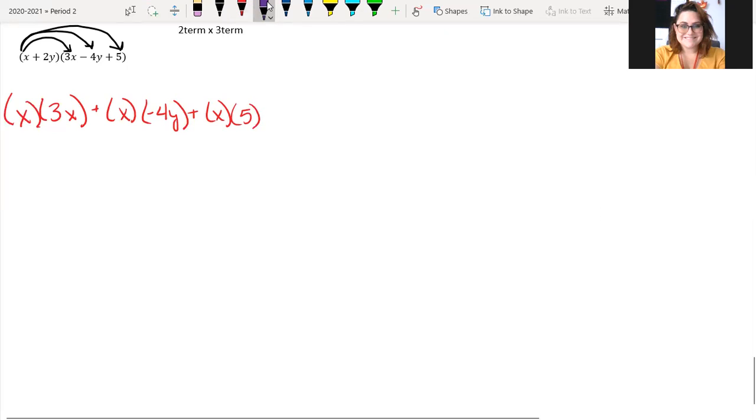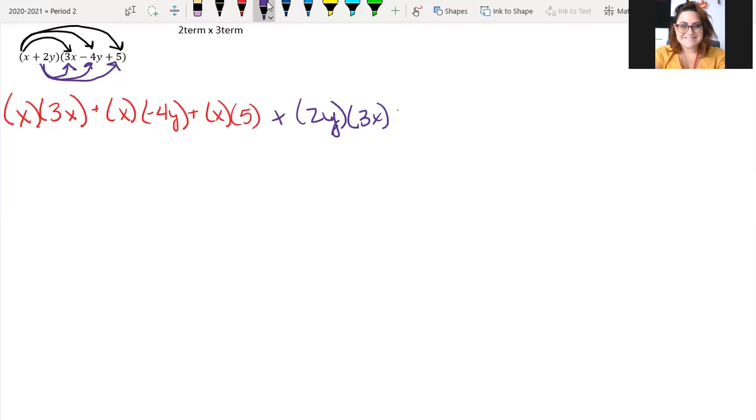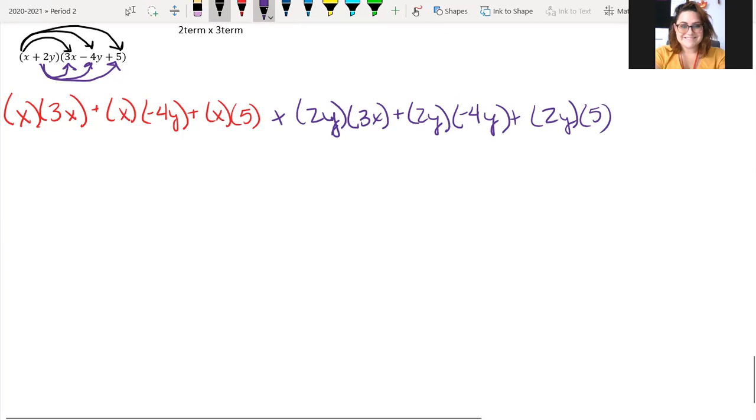Now we need to do the same thing on the back, so we would distribute that 2y everywhere. Meaning we're going to have 2y times 3x. Then we're going to have 2y times negative 4y. And the last one will be 2y times 5. And again, we're going to simplify.